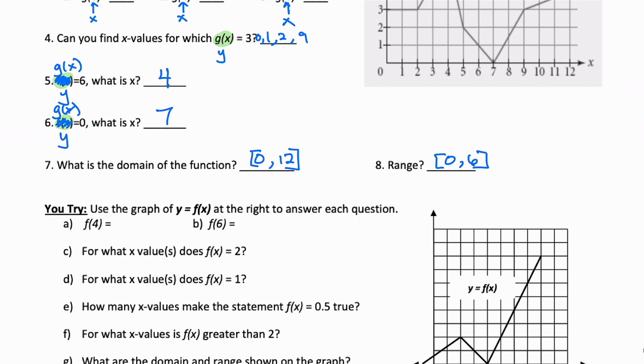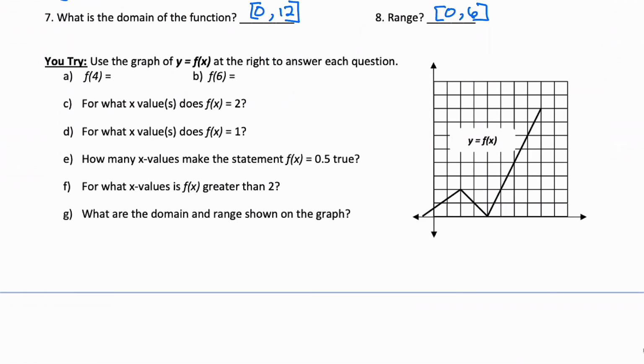So I'm sorry if I confuse you because we were talking about the g function over here. All right, use the graph of y equal to f of x at the right to answer each question. I want to find f of 4. Now here, that 4 is in the place of the x, so they're telling you when x is 4. And let me go ahead and put some numbers here just to make it easier on me.